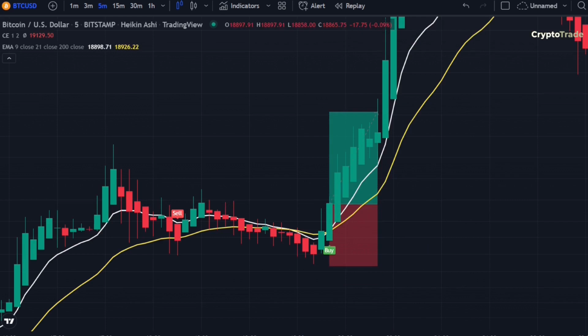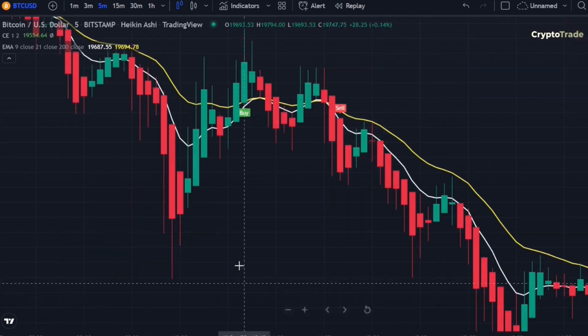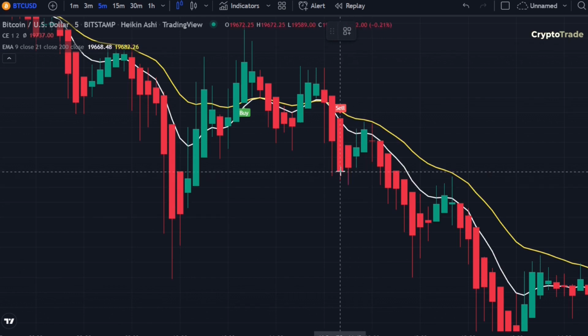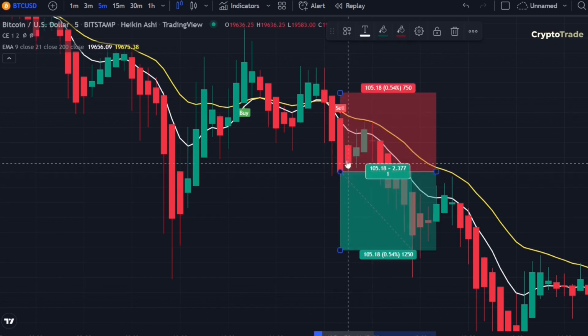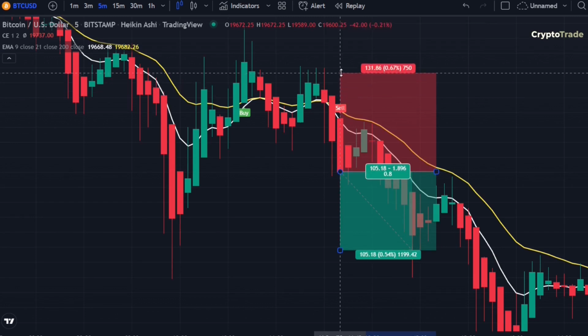Let's look for the next trade. The chandelier exit indicator gives a sell signal. The EMA white line is below the yellow line. As these conditions are met, place a sell order at the close of the red candle indicated by the chandelier exit sell signal. Place the stop loss above the nearest swing high.